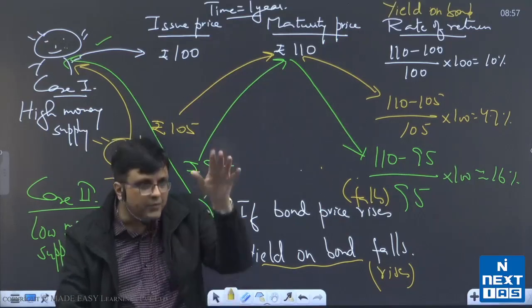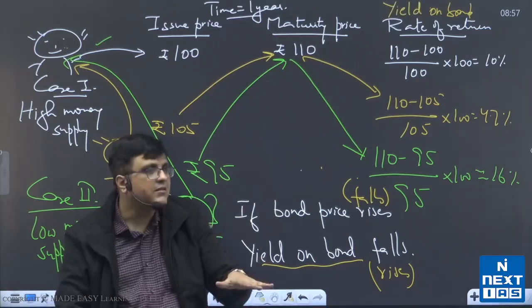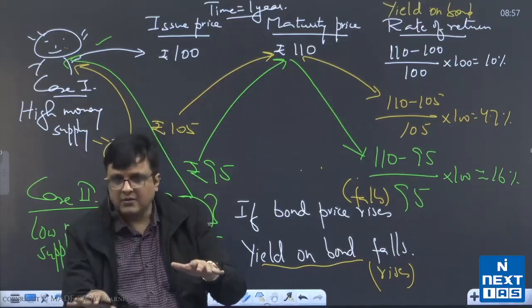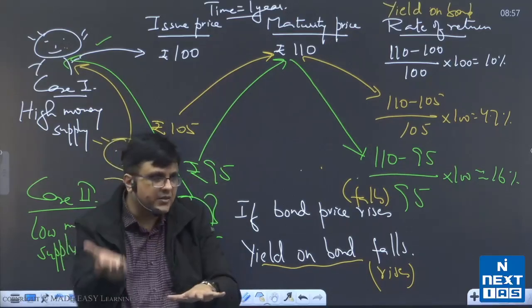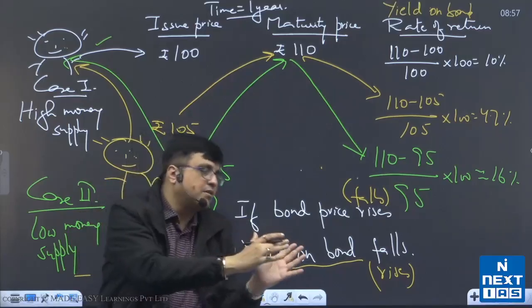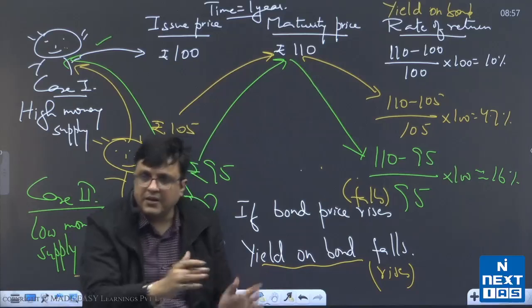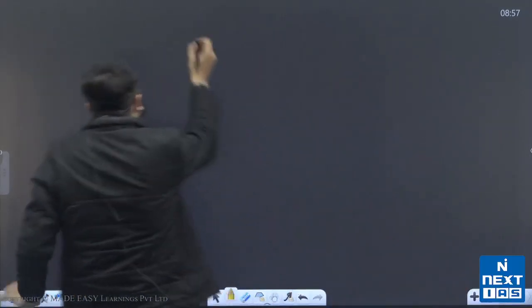Which means the demand for money will become less as interest rate rises. You see that? Bond price falls, interest rate rises, people hold more bonds. Bond price is high, people hold more money. I'm writing something, you understand it in that manner.